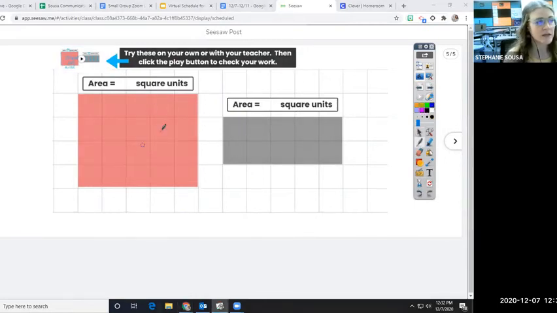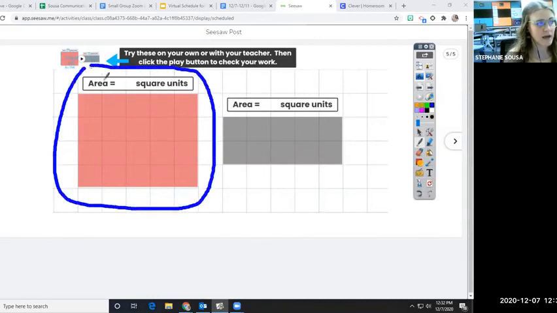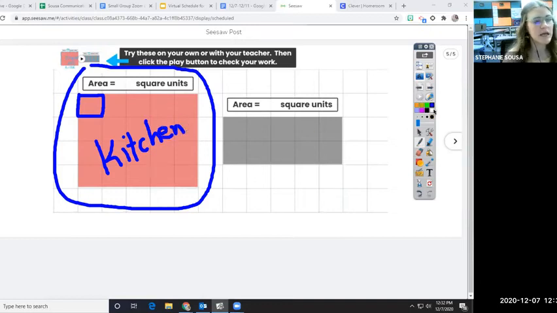But let's say I am given this right here, and I am asked to find the area in square units. You can see that in the red, there are multiple smaller red squares that make up this rectangle. Let's say that this is the area of the kitchen. So I'm looking at a map of an apartment that I would like to rent, and this is my kitchen. I want to know how big is the kitchen, okay? I'm going to count the square feet that are inside of that kitchen.